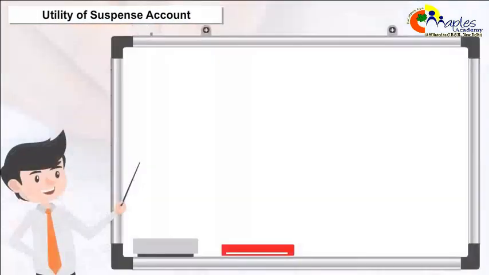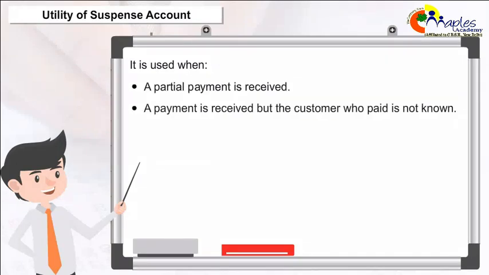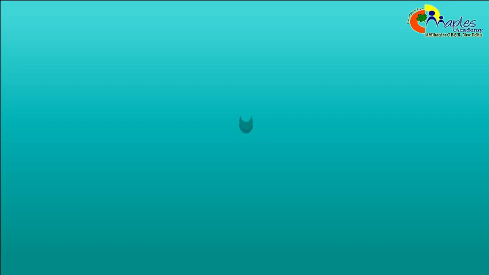Utility of suspense account. It is used when a partial payment is received. A payment is received but the customer who paid is not known. A fixed asset is bought but not yet received. Not sure about how to classify a transaction.